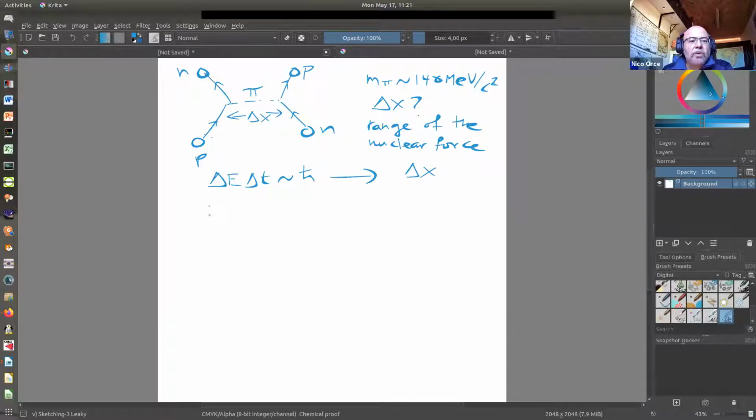We're going to use the equation for the relativistic energy, which is E squared equals P squared c squared plus the mass of the pion, in this case, squared c to the 4. And this is the relativistic energy.